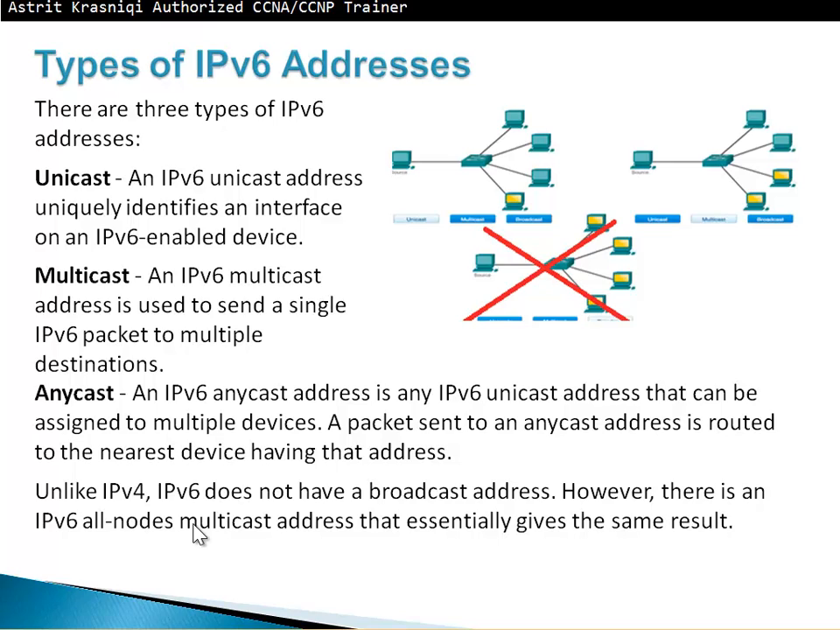Unlike IPv4, IPv6 does not have a broadcast address. However, there is an IPv6 all-node multicast address that essentially gives the same result. So we have an all-node multicast address.